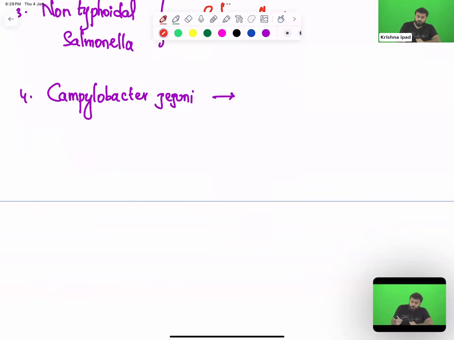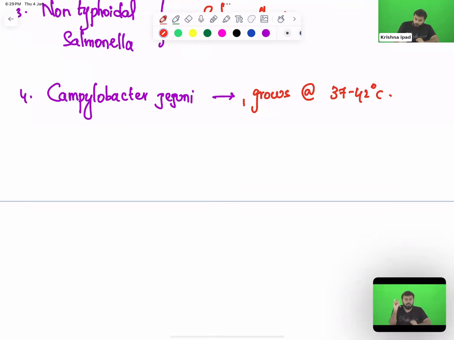Now, can you tell me a few important points regarding this Campylobacter jejuni? This Campylobacter jejuni grows at how many degrees? It grows at 37 to 42 degrees centigrade. At this temperature only, this bacteria starts growing. Second important point is that this bacteria has a higher risk of causing GBS syndrome.